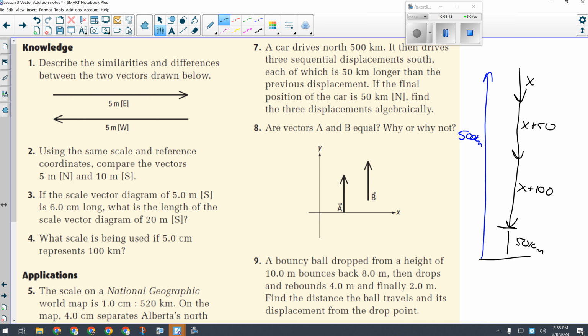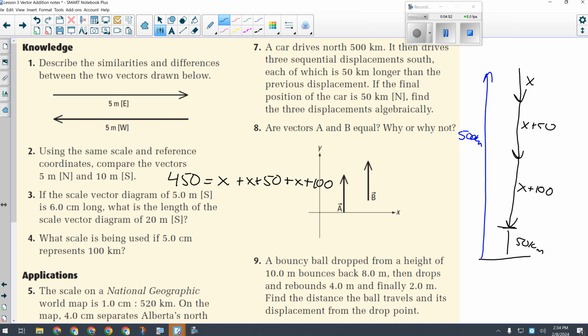Now you probably looked at that and thought, so what good does that do me? I don't know what x is. But you can find it because the sum of these 3 vectors is 450 kilometers. We know that because the overall displacement is 50 kilometers north. So I say, all right, 450 kilometers equals x plus (x plus 50) plus (x plus 100).